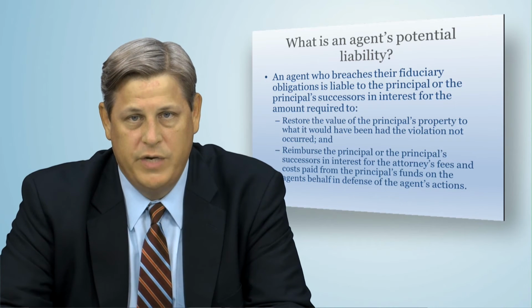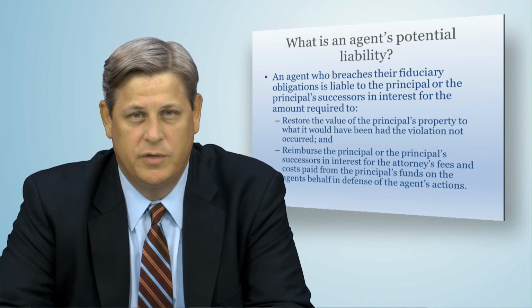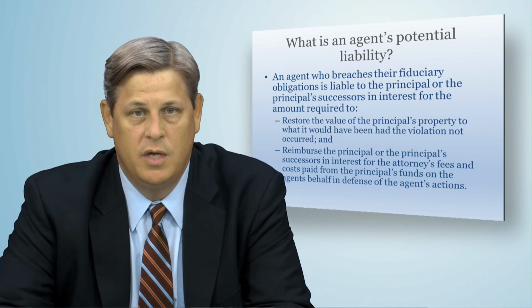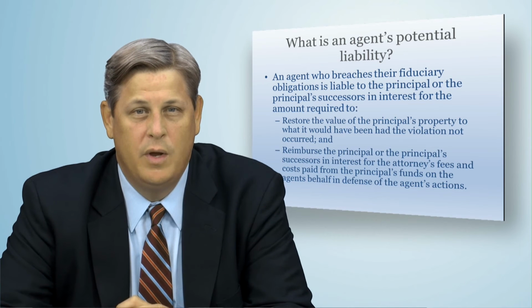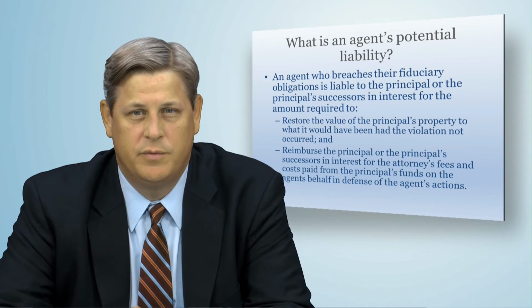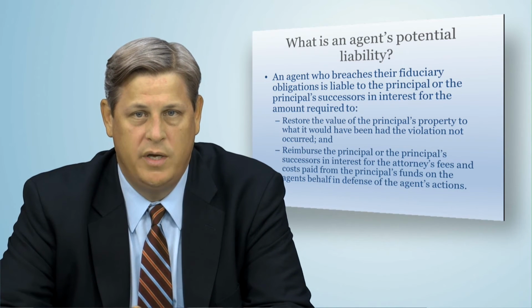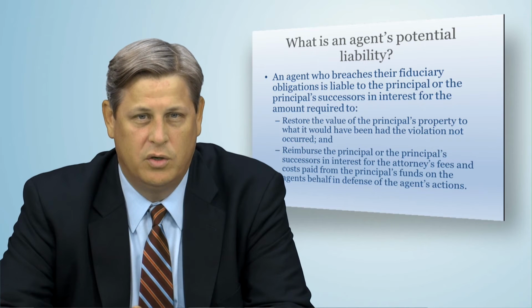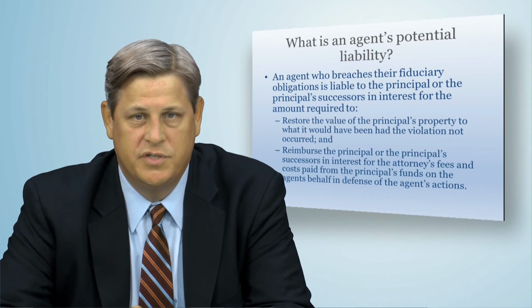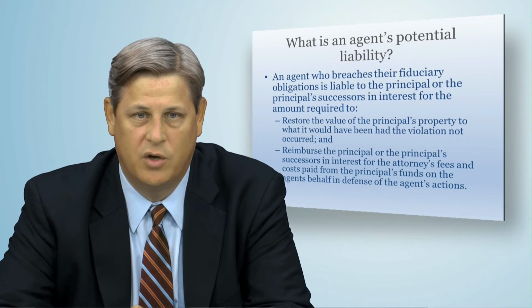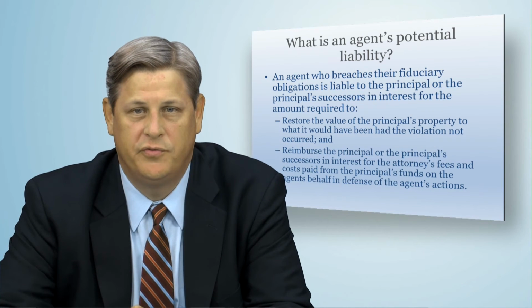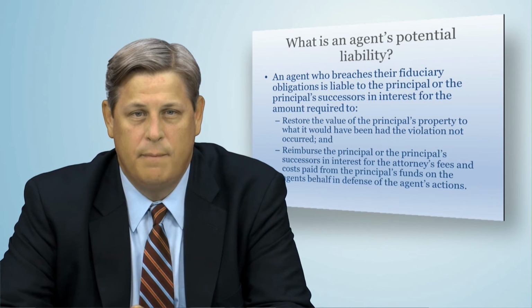An agent who breaches their fiduciary obligation to the principal is liable to the principal or the principal's successors in interest for the amount required to restore the value of the principal's property to what it would have been had the violation not occurred, and to reimburse the principal or the principal's successors in interest for the attorney's fees and costs paid from the principal's funds on the agent's behalf in defense of the agent's actions.